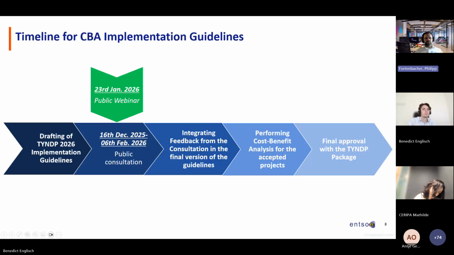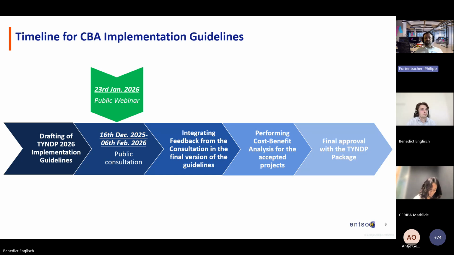So how is this now in the process? We have drafted the TYNDP implementation guidelines for 2026. Now we are in the phase of the public consultation. We are right in the middle. So today is the public webinar.